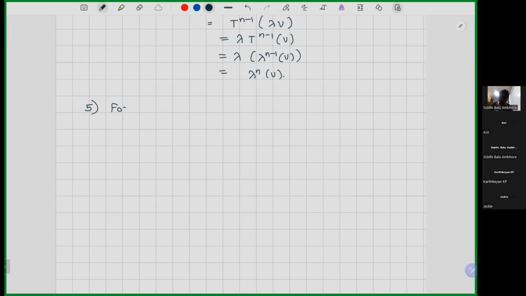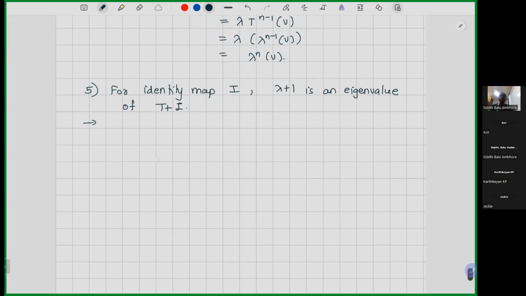And this last one is for the identity matrix I: λ + 1 is an eigenvalue of T + I. When I write T + I, I mean the identity map I. So λ + 1 is an eigenvalue of T + I.